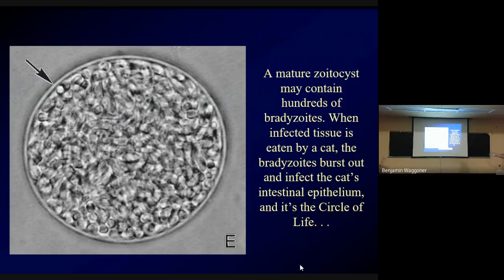There's a mature zoitocyst that might contain hundreds of little bradyzoites. And then when infected tissue gets eaten by a cat, the bradyzoites burst out. They infect the cat's intestinal epithelium, and I won't sing it this time, but it is the circle of life, and it moves us all, and we take our place on the circle of life.